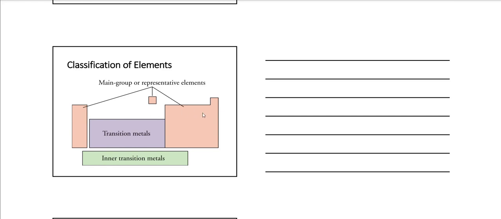Classification, we have the main group, which is the 2 blocks in the periodic table, the transition metals in the center, and we have the lanthanides, or the inner transition metals, in the bottom. The part that we are going to focus on for our course is going to be the main group elements. Transitions and lanthanides, those are different chemistry that we're not going to focus on during this course.